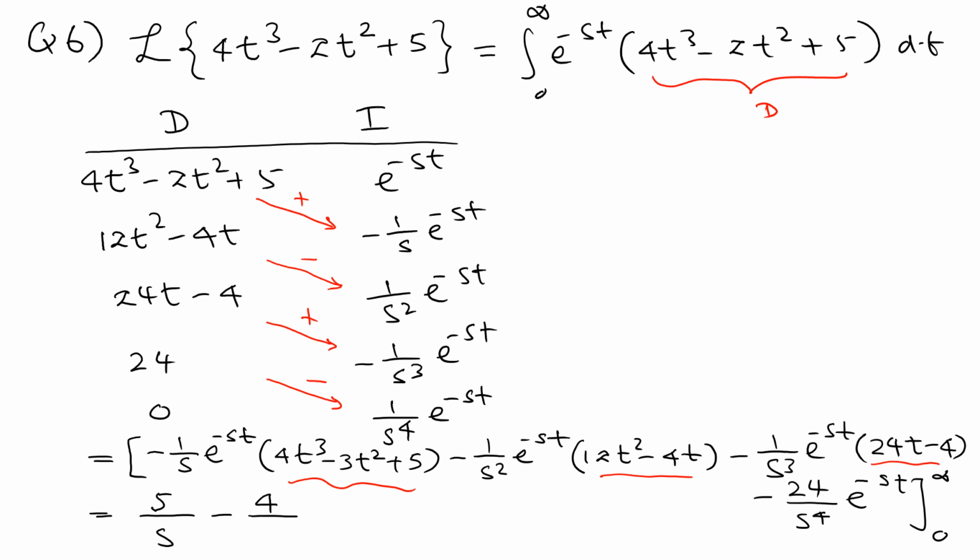The third term is going to give you 4 over s cubed, and the last term is going to give you 24 over s to the fourth, and you can see this matches the answer you get from a table. So that's the final answer for this one. Okay, so let's look at the next one.